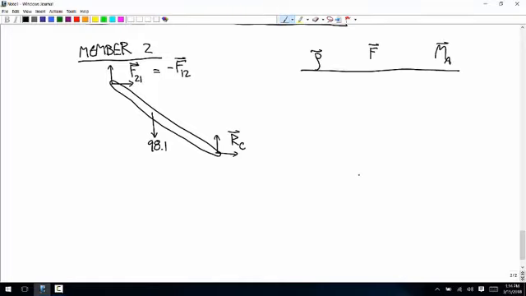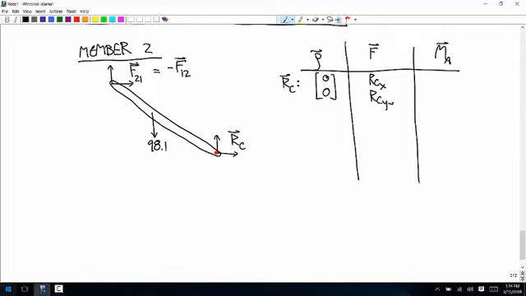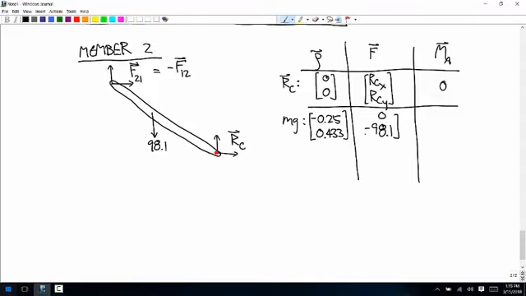Moment. I'll put the about point down here for this member. So first, the force RC. Rho vector is 0. The force vector is RCX, RCY. 0 moment. Then the weight force. The rho vector is negative 0.25, positive 0.433, and the force vector is 0, negative 98.1. And that cross product is positive 24.525.